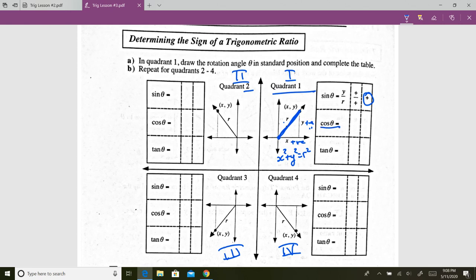Cosine would be, this is our angle theta, the adjacent over the hypotenuse, which is positive over positive, which means cosine is positive. Tan, which is opposite, positive, over adjacent, positive, which means it's positive. So in the first quadrant, everything is positive. Right? It's the only quadrant that's like that.